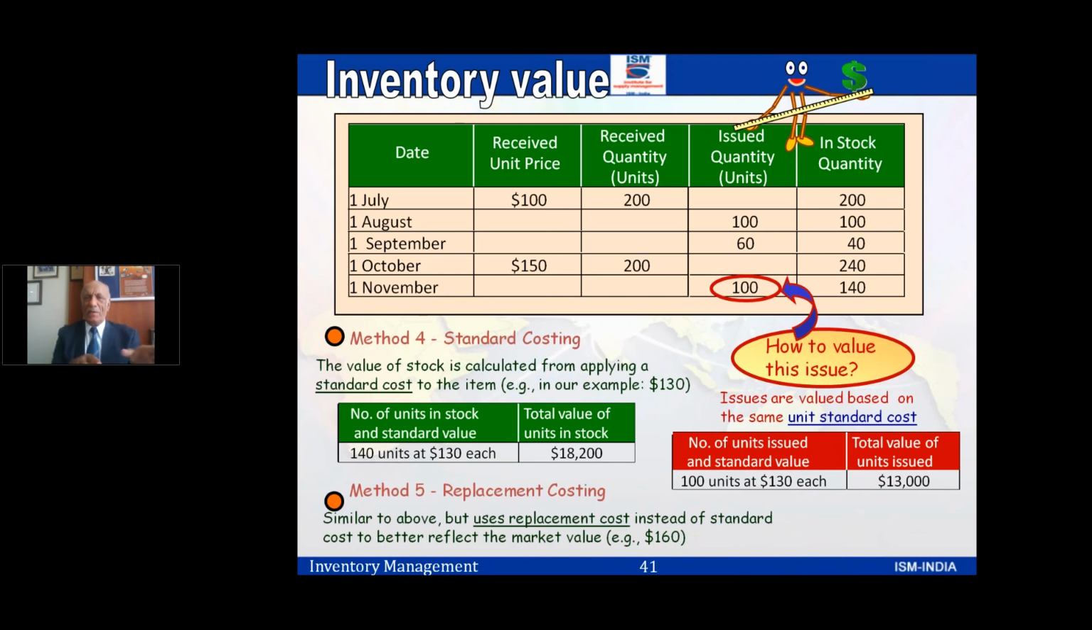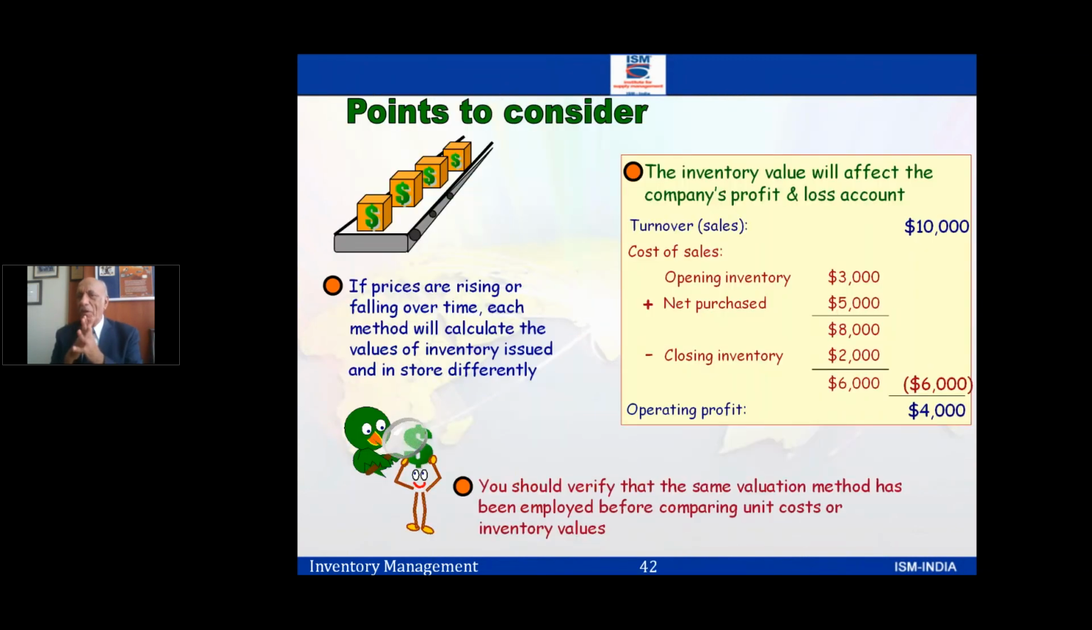Now the point to consider in this one is whether inventory value will affect the company's profit or not. You can see around your closing inventories. If it is very high, this could make a difference to the operating profit.